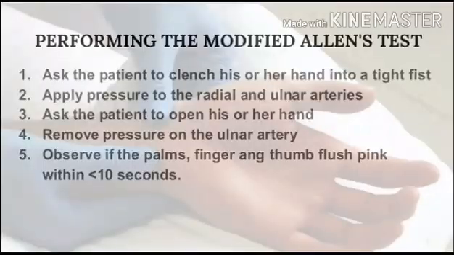Okay, let's go to performing the modified Allen's test. Number 1. Ask the patient to clench his or her hand into a tight fist. Number 2. Apply pressure to the radial and ulnar arteries. Number 3. Ask the patient to open his or her hand. Number 4. Remove the pressure on the ulnar artery. Number 5. Observe if the palm, finger, and thumb flush pink within less than 10 seconds.